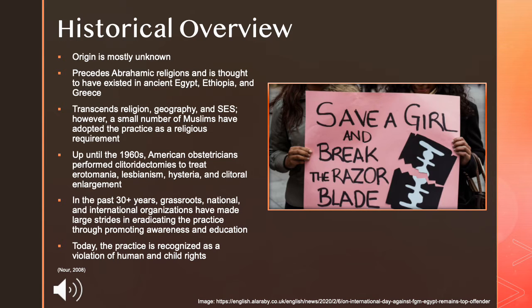Up until the 1960s, American obstetricians performed clitoridectomies to treat erotomania, lesbianism, hysteria, and clitoral enlargement. And in the past 30 plus years, grassroots national and international organizations have made large strides in eradicating the practice through promoting awareness and education. And through these efforts, today the practice is recognized as a violation of human and child rights in most areas of the world.